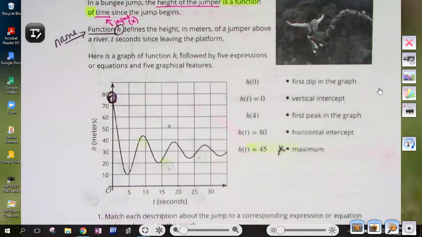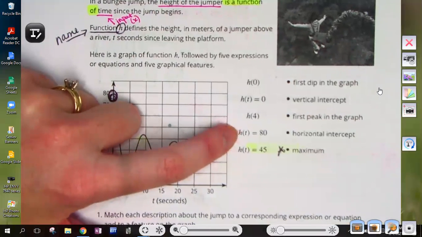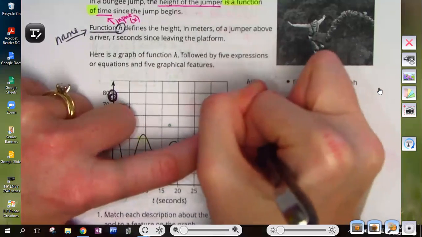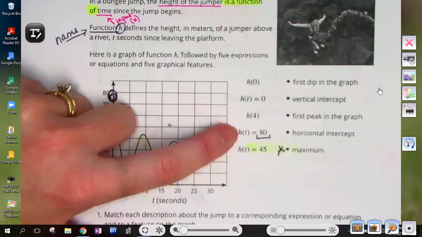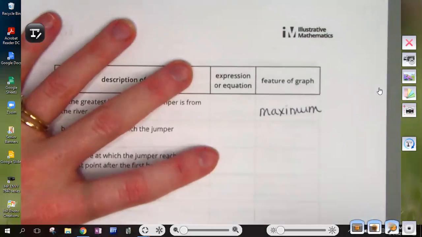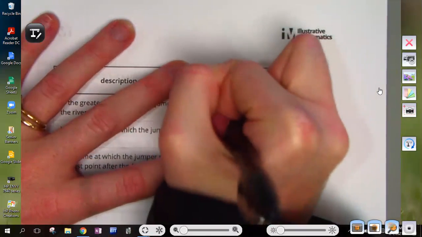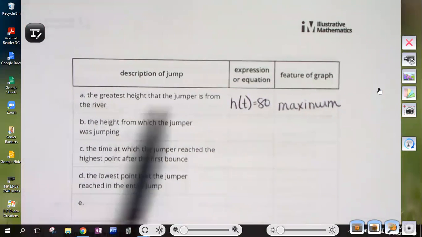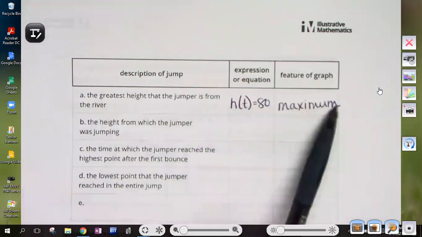It's at 80. So which one of those function notations tells me that the height is 80? The fourth one right there, right? Y'all agree? Because that's the output and it's 80. That's the highest point on the graph. So over here in our table, we're going to write h of t equals 80. So you're matching the description with the notation and then what that feature of my graph is called.